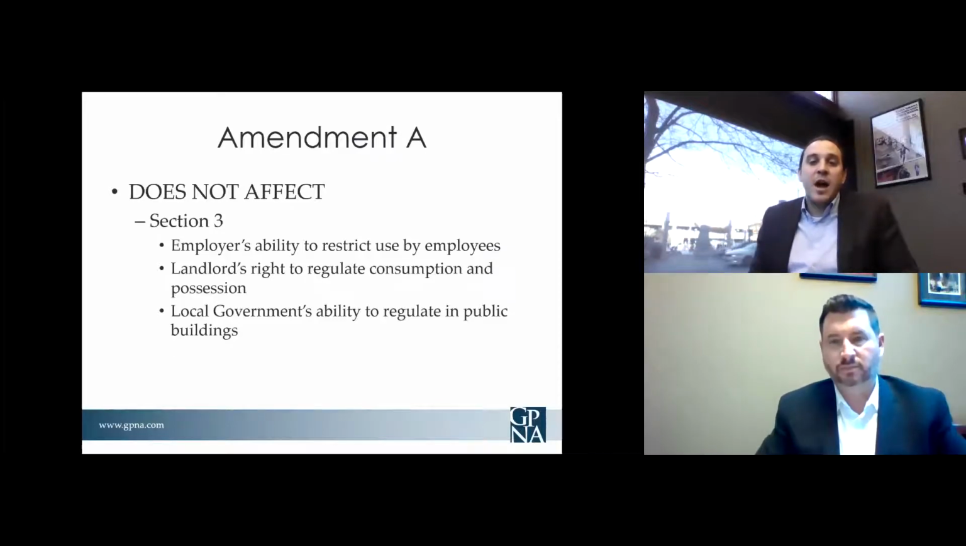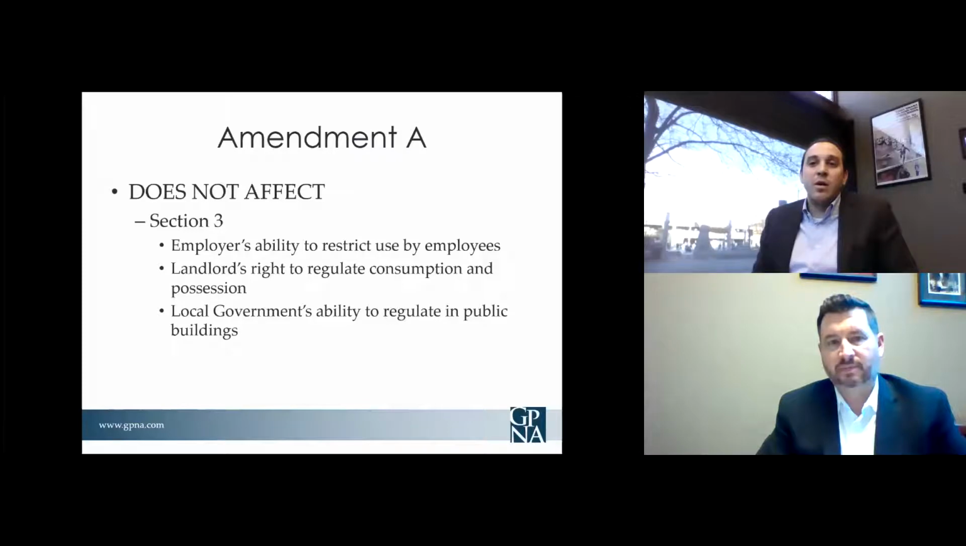And that's something we've already heard a number of questions about from various employers: now that this is legal, do I have to allow my employees to use it? Can I prohibit them from coming to work under the influence? And the answer to that is, you continue to have the same power to exercise control over your employees, just like you did prior to its legalization. Another question we've got asked recently relates to landlords' rights.